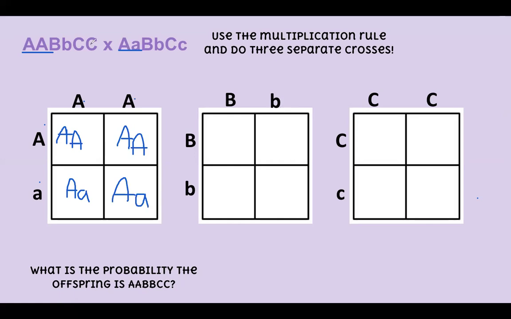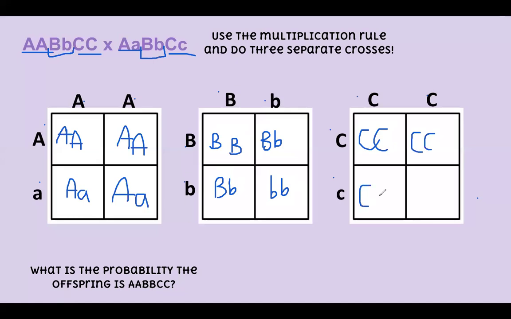Then I'm going to set up my second Punnett square. Big B, little b, and solve. Big B, big B, big B, little b, big B, little b, little b, little b. Okay, cool. And then last one, big C, big C, big C, little c, and solve. Big C, big C, big C, big C, big C, little c, big C, little c. Okay, cool. 3 easy Punnett squares.